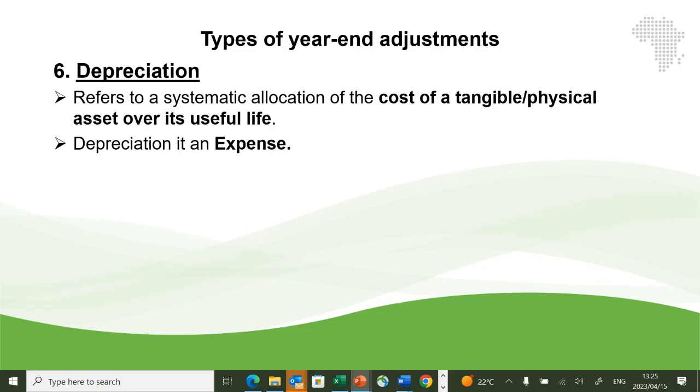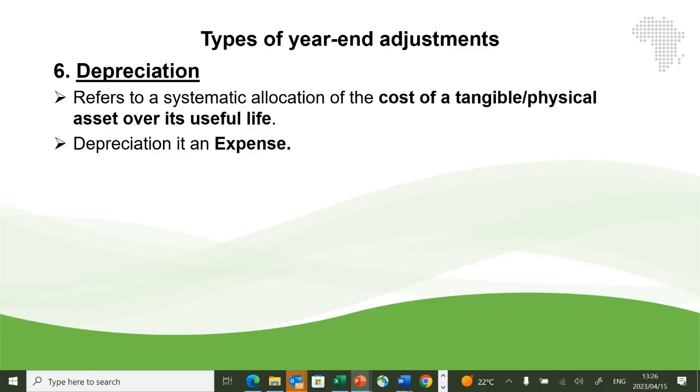So depreciation we are talking about, it refers to what? A systematic allocation of the cost of a tangible or physical asset over its useful life. Depreciation is an expense for the business. Let's say, for example, in business, you go and buy a delivery van for 50,000 rand. Delivery van, you are not selling it. You are using it to do what? To deliver whatever goods that you are selling.